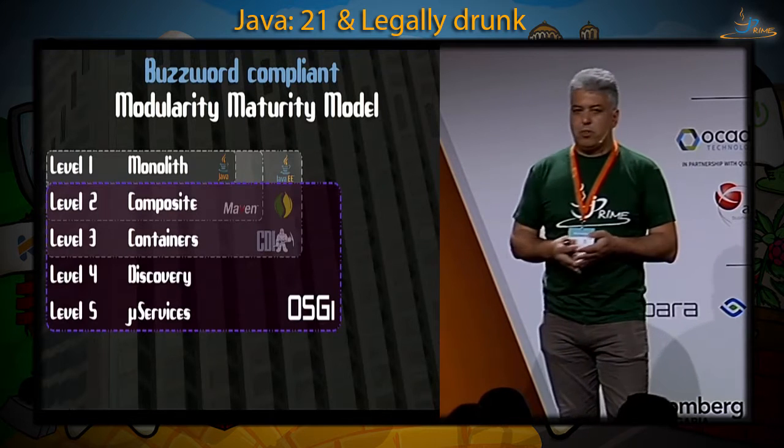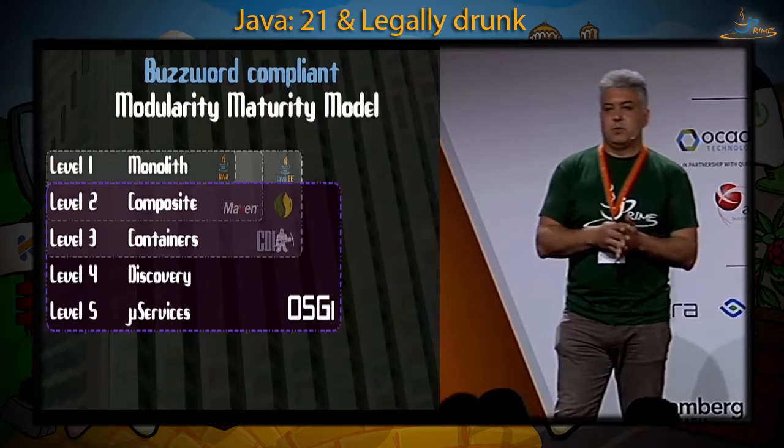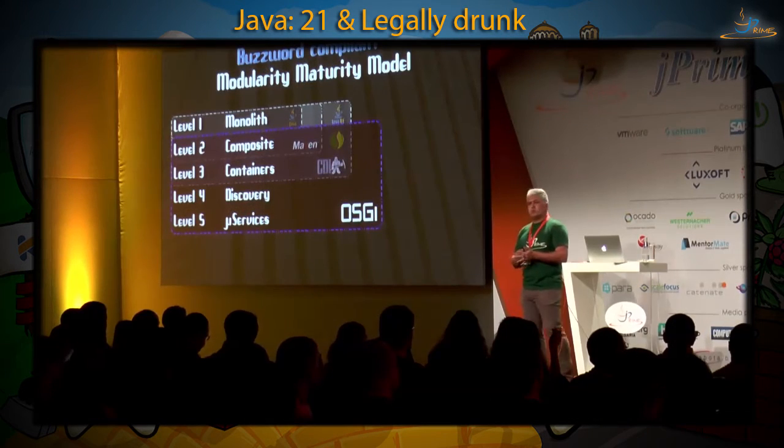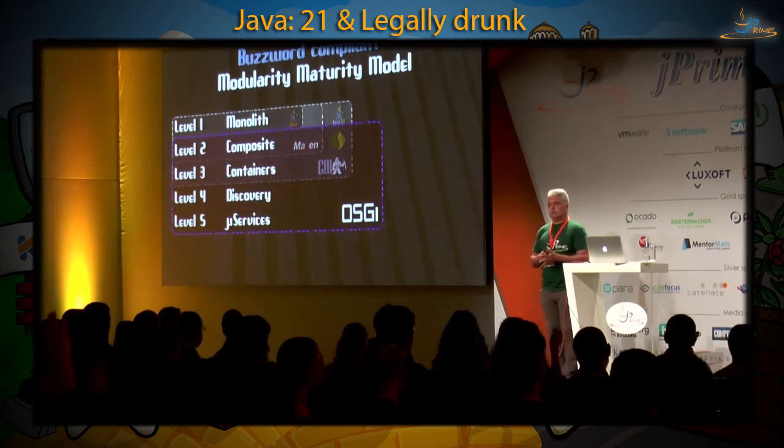What brings you up all the way to level 5 is essentially OSGi. That's basically what you have in Java. How many of you are familiar with OSGi? Oh, wow. That's like three quarters of the room. That's good.